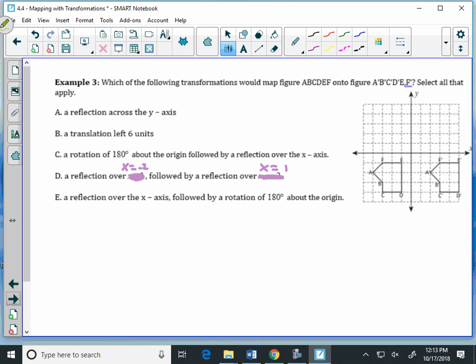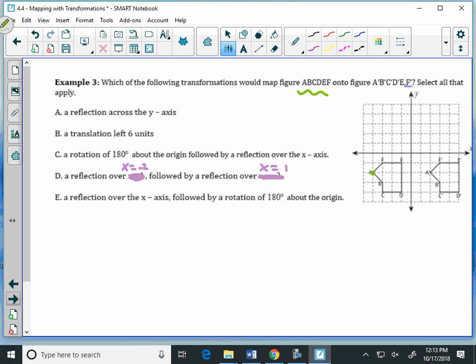And you can kind of tell by looking at some of these, like this is definitely not going to work. Like if we take a look at A, it says a reflection across the y-axis. And we always start with the pre-image, the one without the tick marks. If I take this figure and flip it over the y-axis, is that going to work? No, we're changing the orientation.